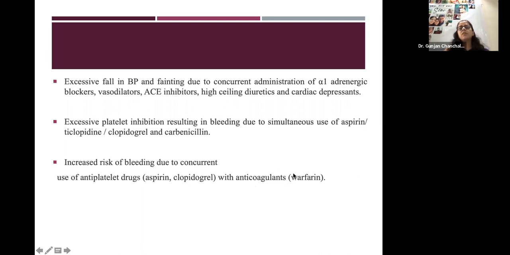Also, warfarin and aspirin and clopidogrel: one has an antiplatelet effect, the other has an anticoagulant effect. So the risk of bleeding will increase if you are giving all three drugs together.